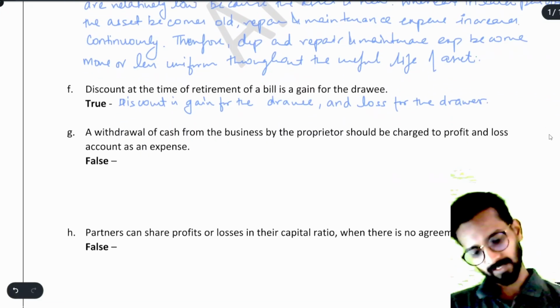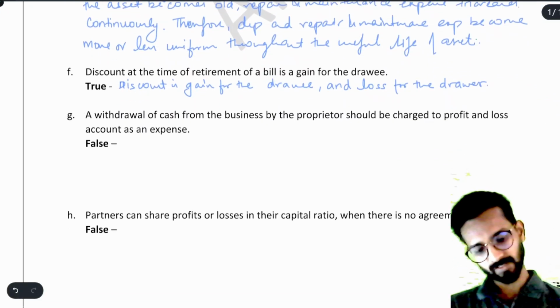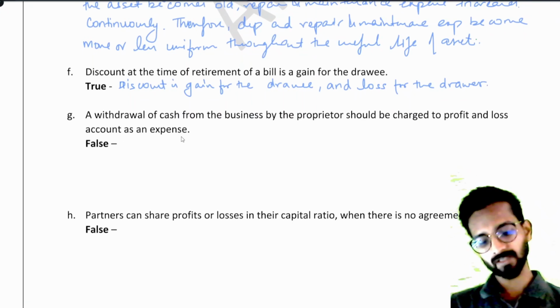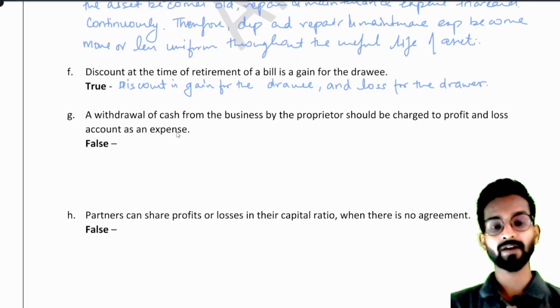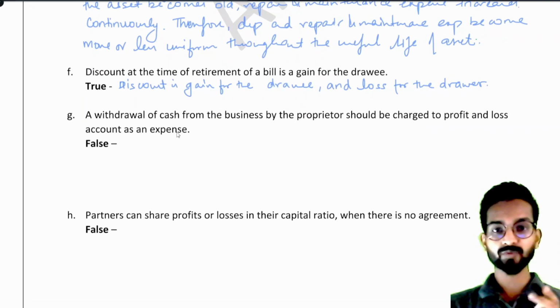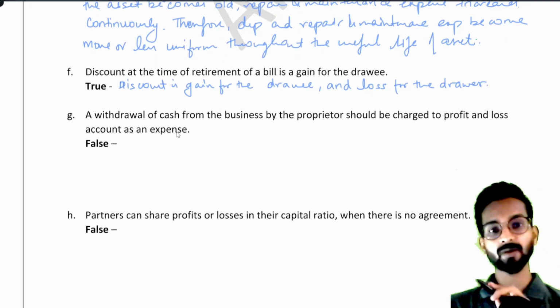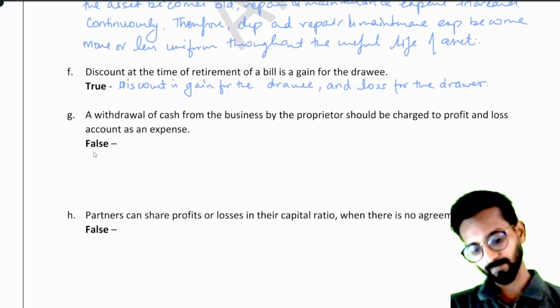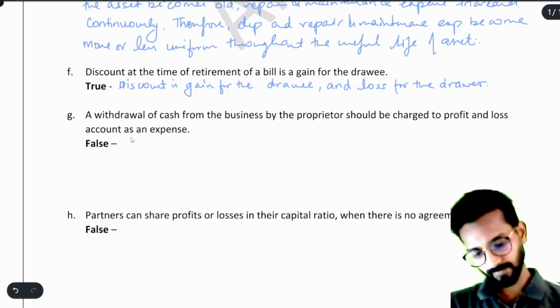Now after that, a withdrawal of cash from the business by the proprietor should be charged to profit and loss account as an expense. Absolutely a blunder. Why? Because whatever money is withdrawn by the proprietor, that is drawings. Drawings will not appear in the profit and loss statement. It will appear in the balance sheet. We remove drawings from our owner's capital. So the statement is false.